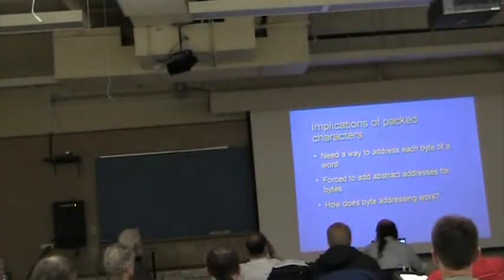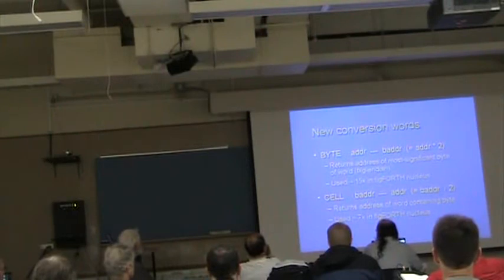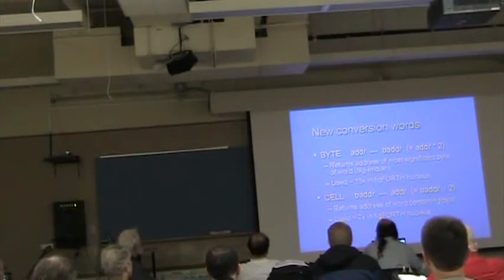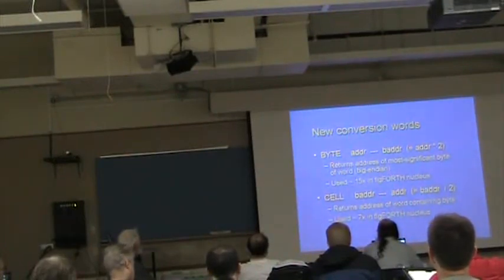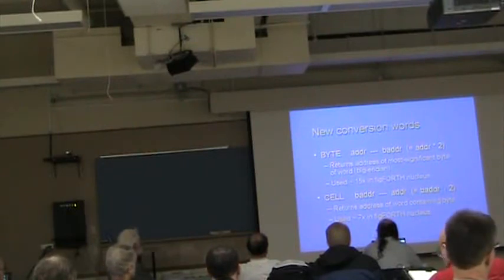How does that actually work? I added 2 new conversion words. The word byte took a machine address on the stack and converted it to a byte address just by multiplying by 2. And I had to add that about 15 times in the pre-compiled figFORTH nucleus. And the converse word cell takes a byte address on the stack and divides it by 2, and you get back the address of the word that the byte is in.